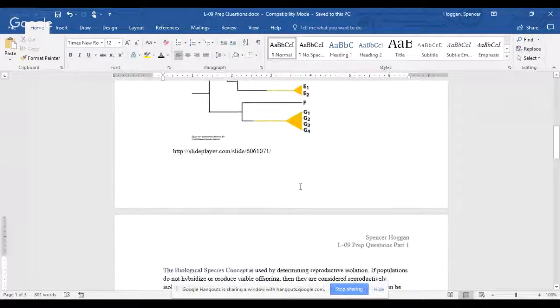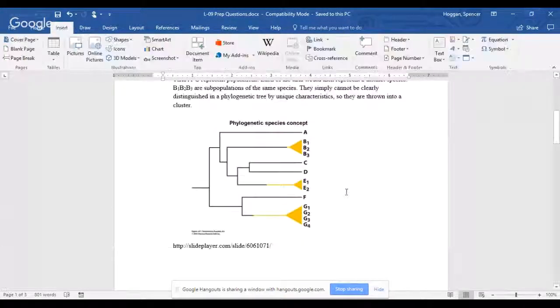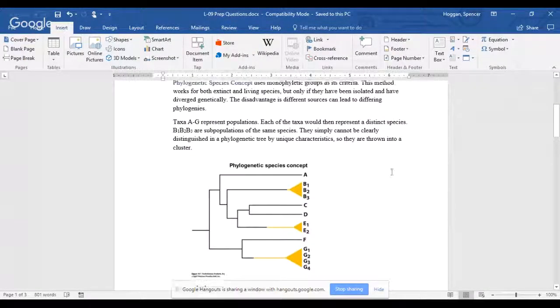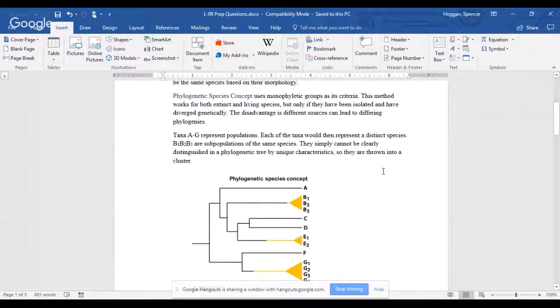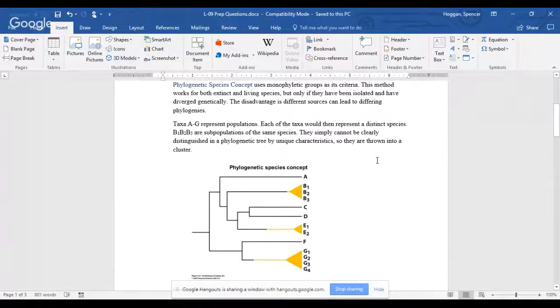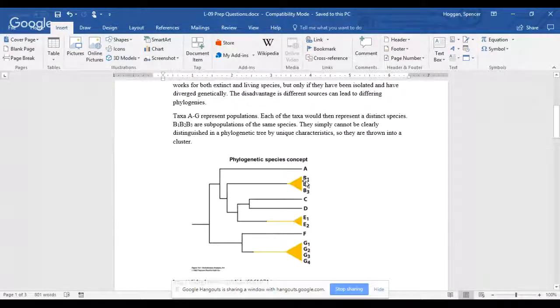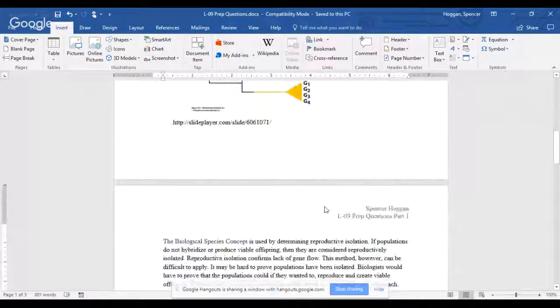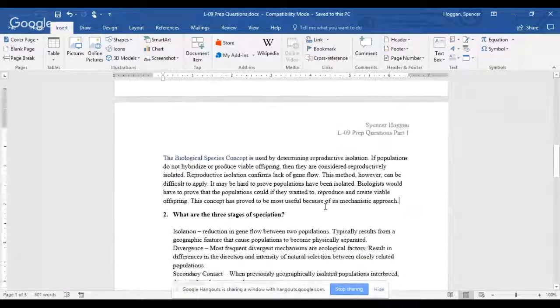But basically, to sum that up too, the advantage is it works very well, and the disadvantage is that the tough part is differing sources can lead to differing phylogenies. So it can be hard because you kind of have to all agree on what your taxa are going to be.